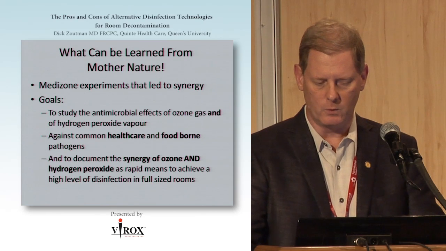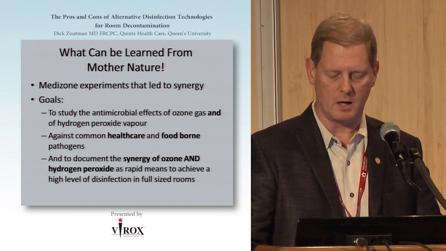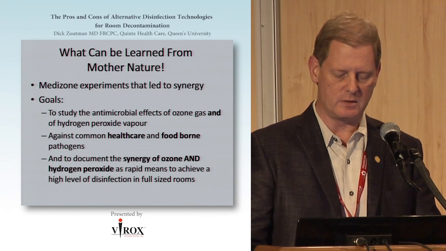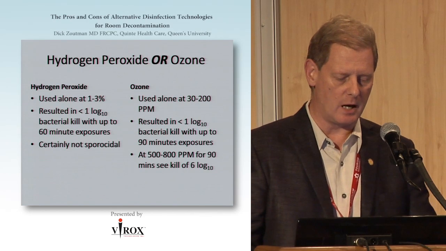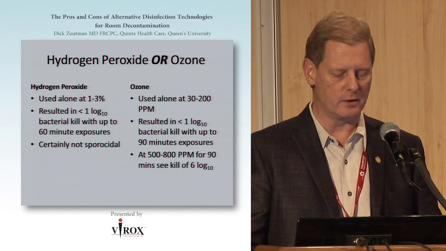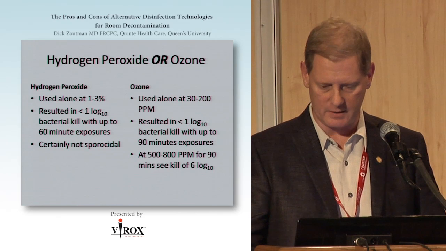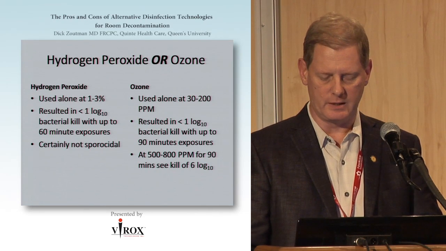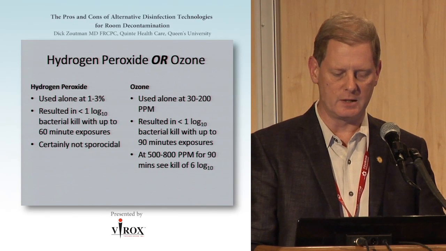So the experiments that we set out were to determine the antimicrobial effects of this combination of ozone and hydrogen peroxide, taking aim at healthcare and foodborne pathogens, and to document the extent of the synergy in full-sized rooms. So again, hydrogen peroxide used alone. In our hands, we got very low bacterial kill, one log, 2 logs at best, certainly not sporicidal. Ozone by itself, again, we got 30 to 200 parts per million, again, a low level of bacterial kill. And if we cranked it up to 800 parts per million, sure, you could get the kill, but it was challenging.